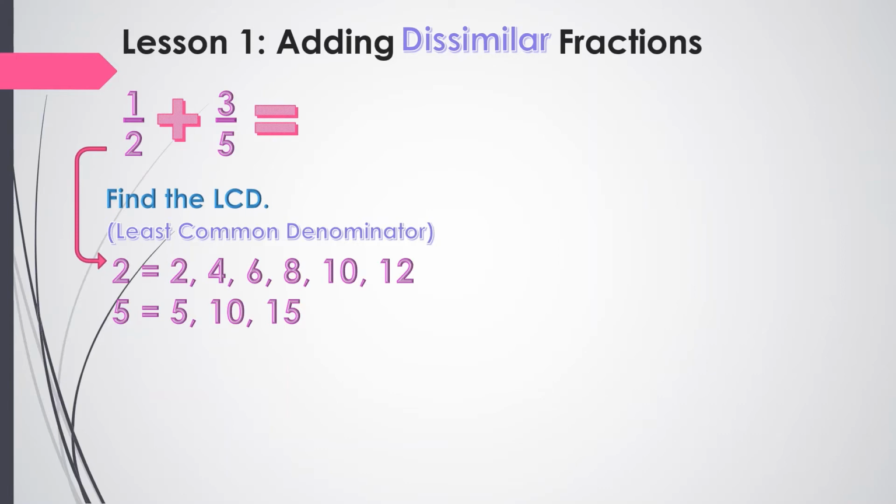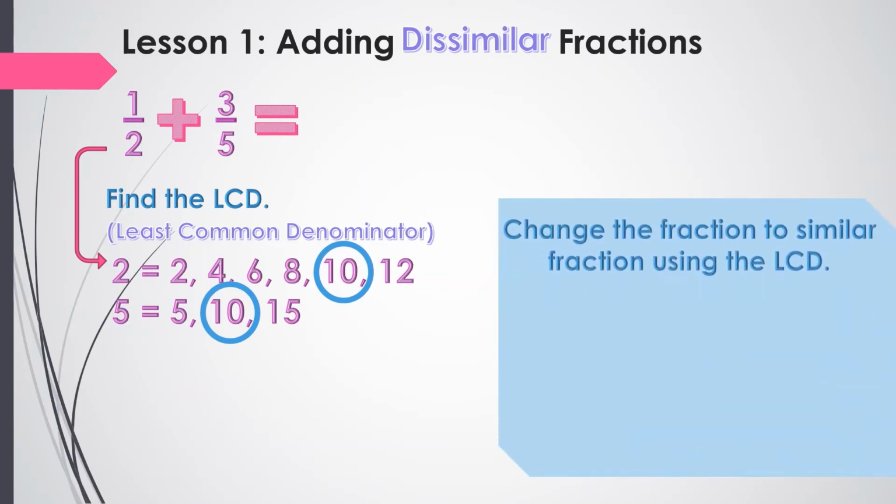Ang hahanapin ninyo ay something that is common with them. So, you have here 10. Pareho silang mayroong 10. Okay? So, now that you can see that there is 10, we are going to use it para naman ma-change natin sila into similar fraction. Gagamitin natin ang LCD. So, 1/2, makakonvert natin siya. Ito ay magiging 5/10. Paano ba ito nangyari?